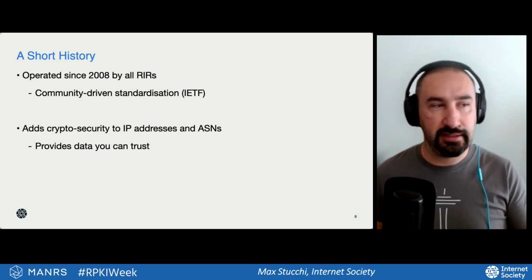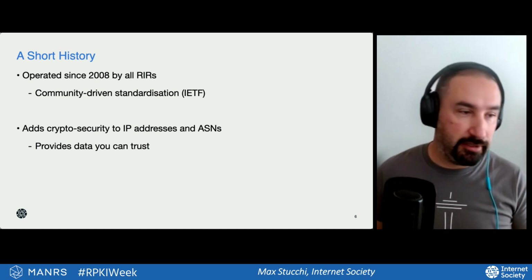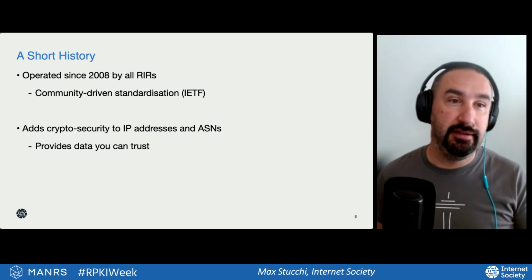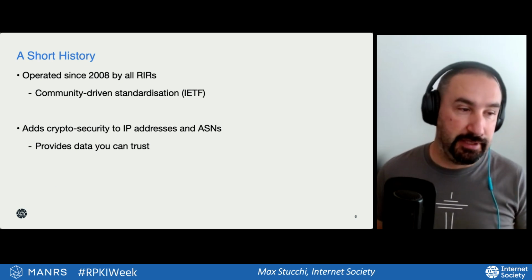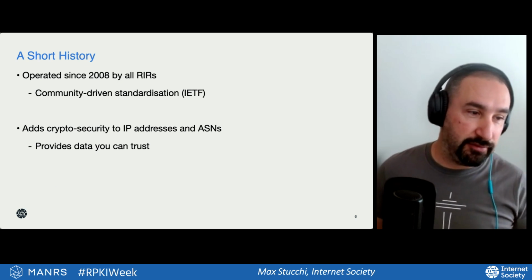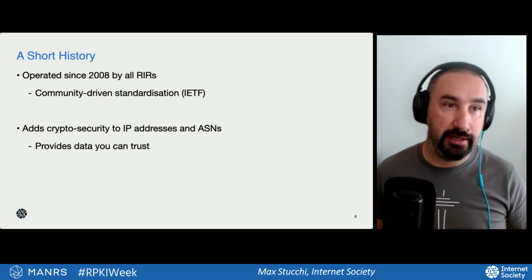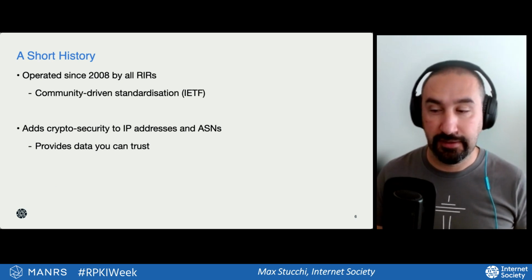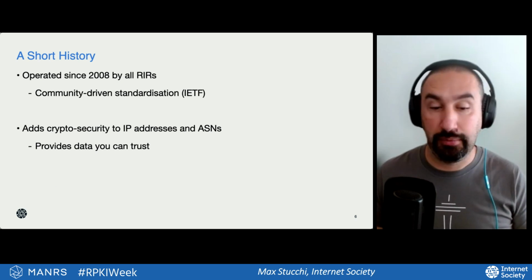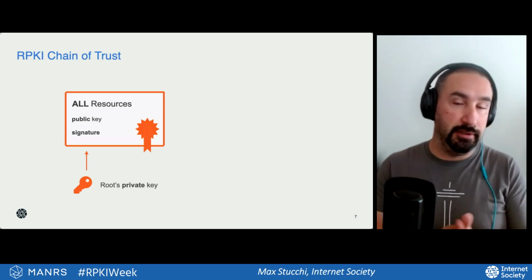So they decided to create RPKI, adding, here we say crypto security, but it's basically adding the capacity of verifying that the data is supposed to be there, that the data is truthful. We added that to IP addresses and ASNs. And the result is that in RPKI, we have data that we can trust way more than we can with simple route objects in Internet Routing Registries. So how does this work?